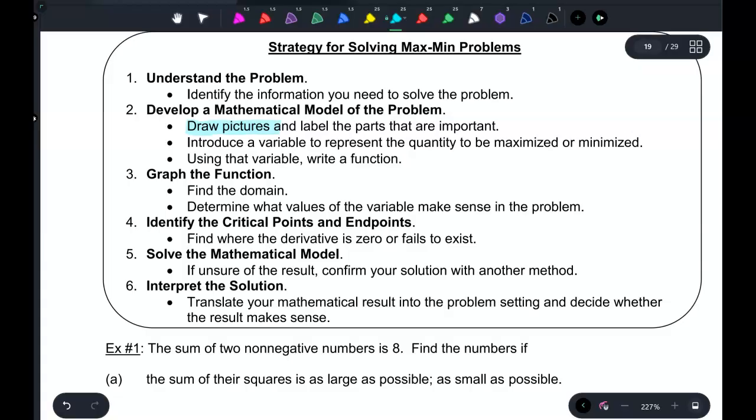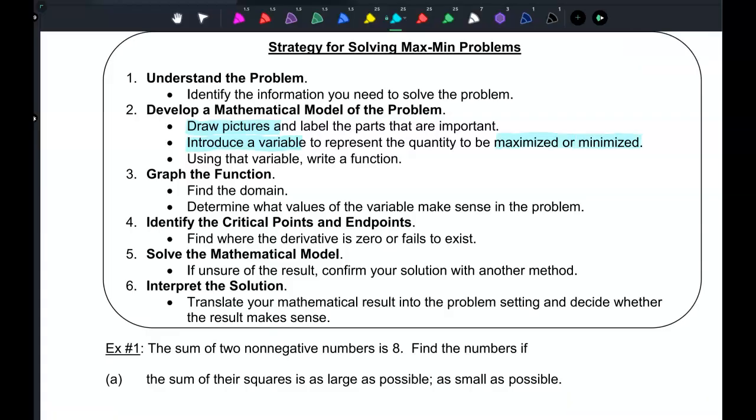You want to basically introduce a variable that you are maximizing or minimizing. Now, we've done this before. We did this the whole first half of the chapter, right? How do you find maximums and minimums? We find the derivative, set it equal to 0. We find critical points, and then we test critical points, or we could also test the endpoints if we have endpoints. Okay?